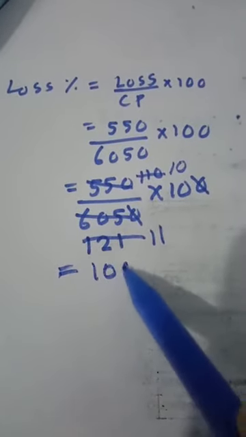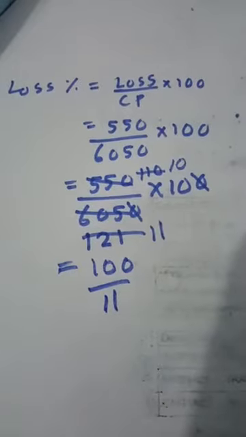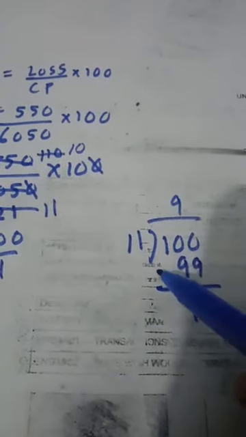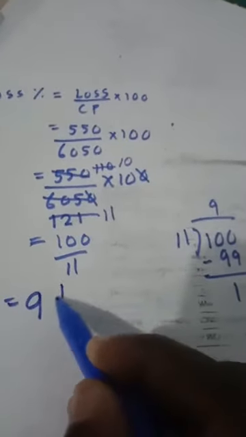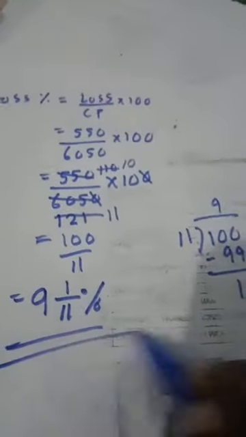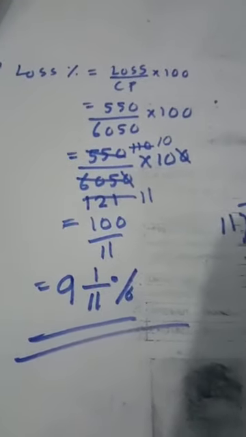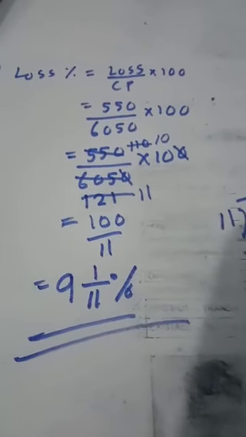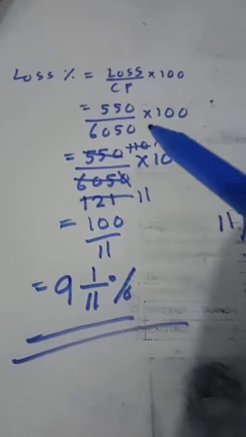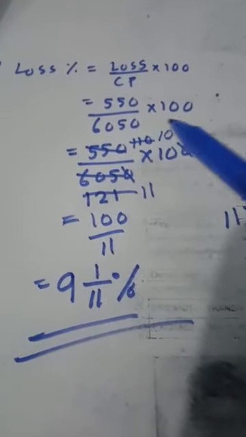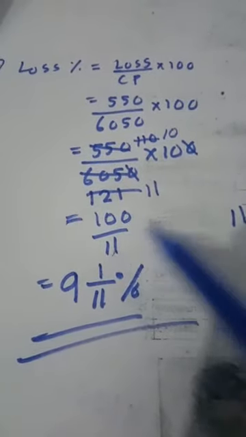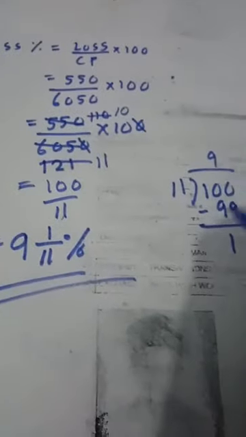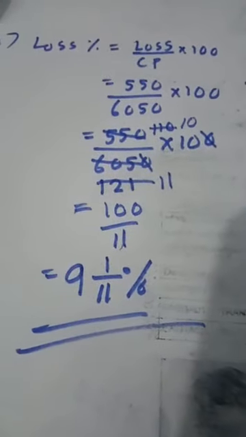10 into 10, 100 by 11. 100 divided by 11: 9 11s are 99, 1 remainder. So the answer is 9 1/11 percent. Understand? Loss percentage means loss by CP into 100. That is 550 by 6050 into 100. We can cancel in 5's table. The remaining term is 100 by 11. 100 divided by 11 is 9 1 by 11. Okay.